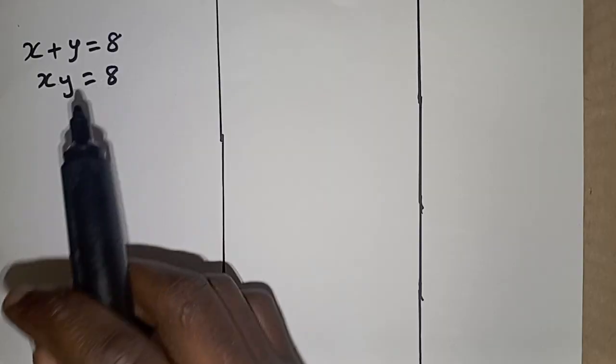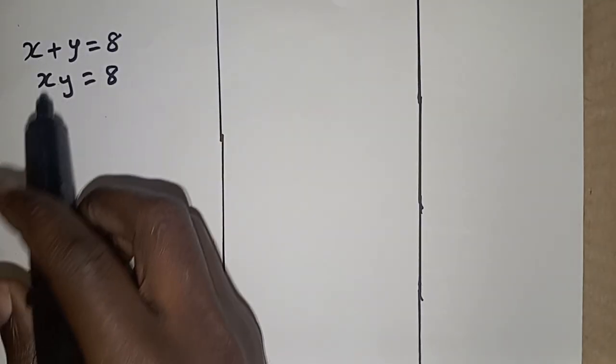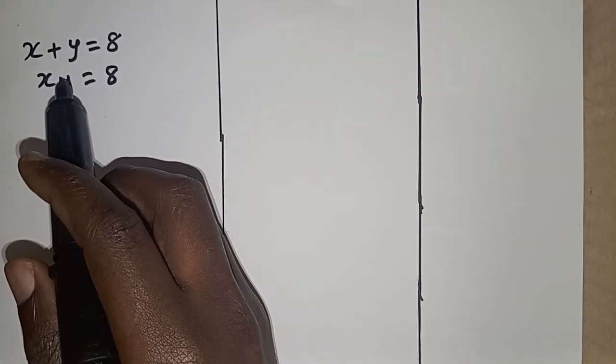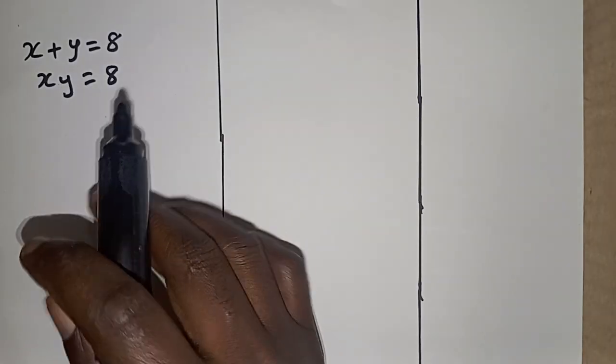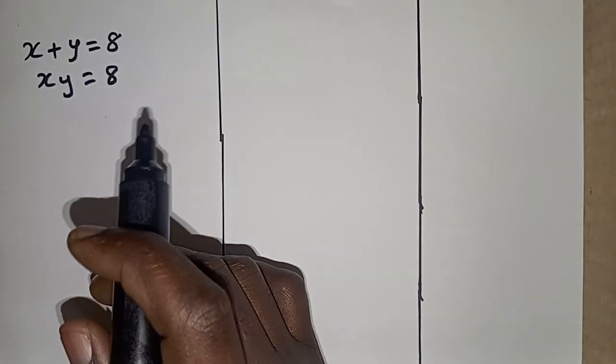Simultaneous math puzzle. Given that x plus y is equal to 8 and x multiplied by y is equal to 8. It looks a bit tricky, but we're going to take you through step by step up to the final step.